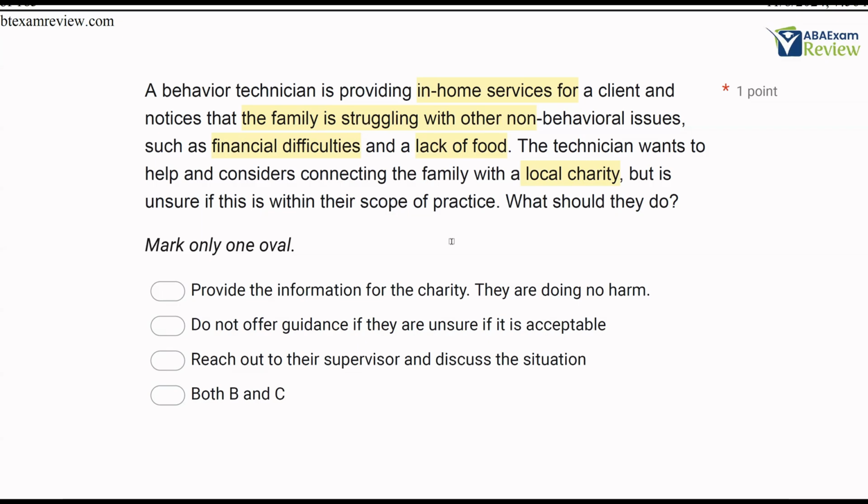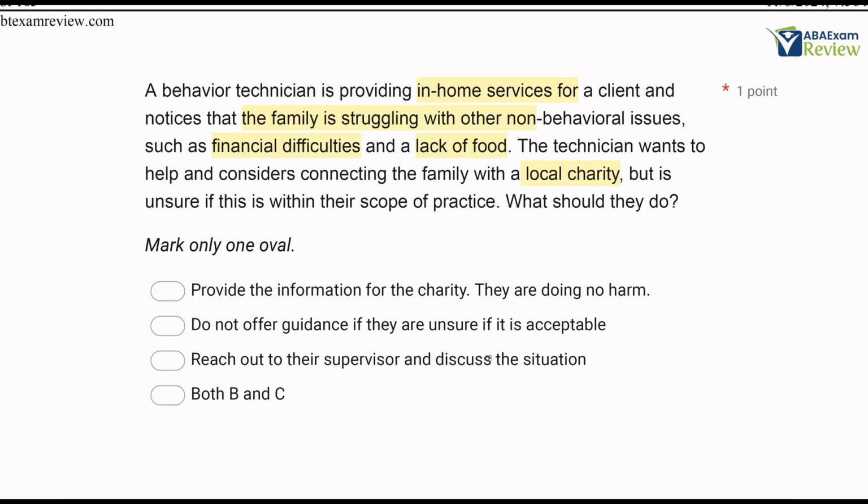But you can't be too careful, right? You can't put anybody in a situation that could jeopardize your job, someone else's job. ABA is a profession. There are a lot of what ifs, right? So A is not necessarily great. B, do not offer guidance if they are unsure if it is acceptable. Yes, you have to be completely sure. Just like the parent training question, until you're completely sure, don't do it.